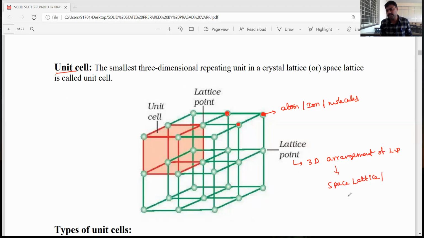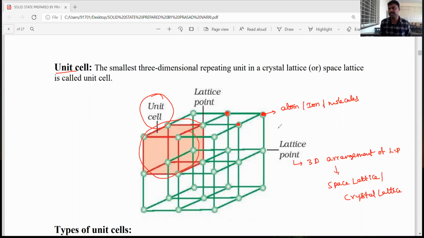Space lattice or crystal lattice, in which the smallest repeating unit, just see this red mark. This part is the repeating unit, like one more backside and front. This smallest repeating unit is known as a unit cell. The smallest three-dimensional repeating unit in a space lattice is known as a unit cell.